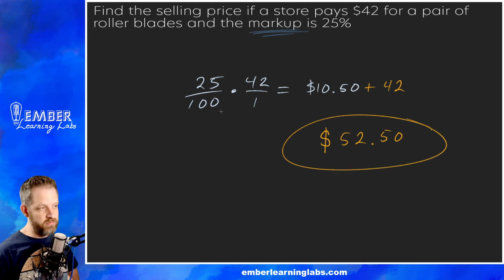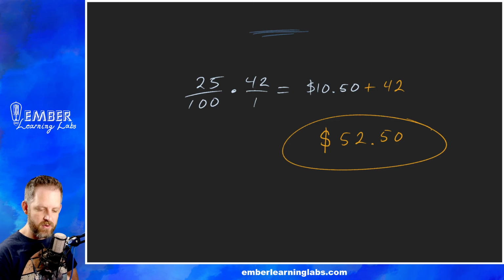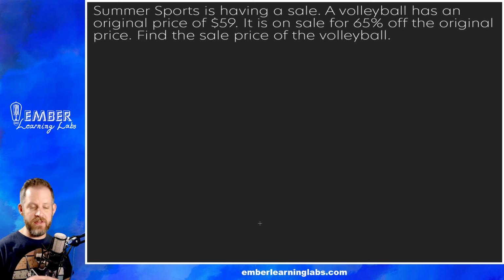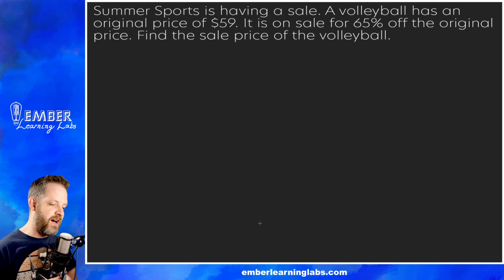Let's do one more. I kind of alluded to what it's going to be like earlier. It's going to be a discount problem. Okay. Summer sports is having a sale. Volleyball has an original price of $59. It is on sale for 65% off the original price. We're going to find the sale price of the volleyball.